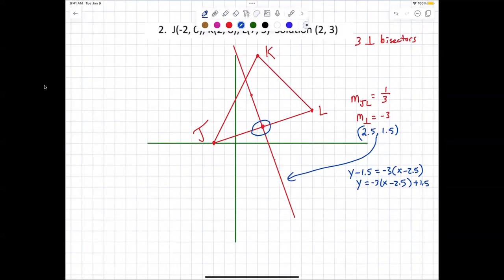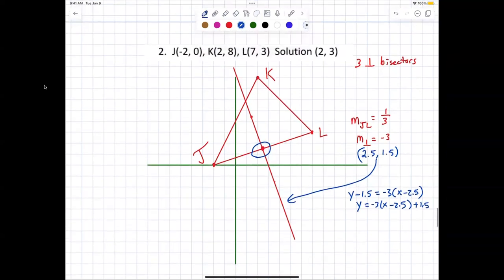Now, do we want to do KL or JK? All right, let's look at JK since someone said JK. First thing I need is the midpoint, since we're taking care of the bisect. So JK midpoint is, what is it? 0, 4. That's really nice because that happens to be the y-intercept.